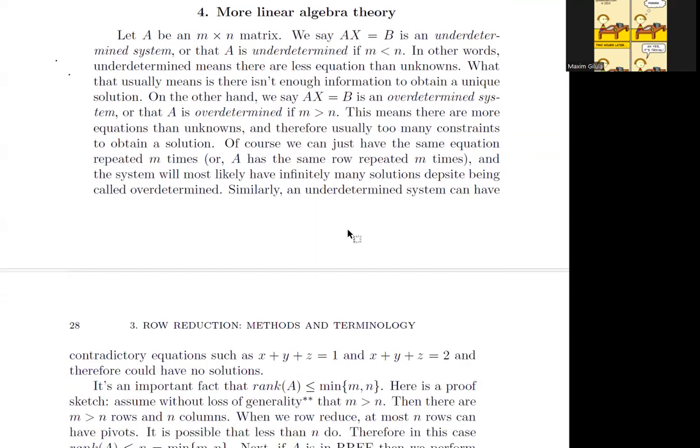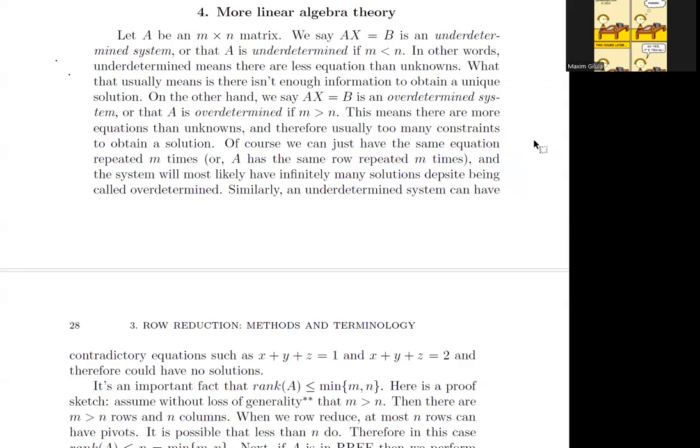Let's talk a little bit more about linear algebra theory. So if A is an m by n matrix, we say Ax = b is underdetermined, or A is underdetermined, if m is less than n. So if there are fewer equations than unknowns. What that usually means is there isn't enough information to obtain a unique solution.